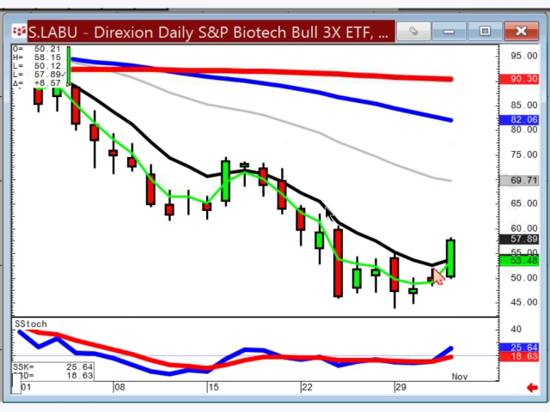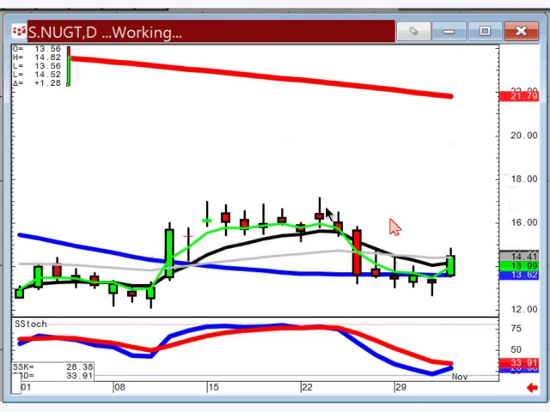But we can see what's happened here right now. Bunch of indecisive trading. And now a bullish candle coming back up above the T-line. That's kind of telling us we've had a bottoming action in Labu. Now, if you're not trading Labu, at least it gives you the inclination to go look at some of the biotechs.